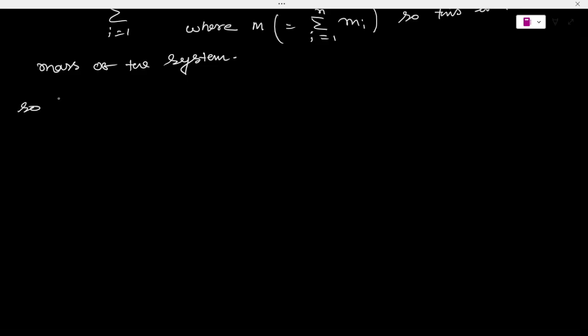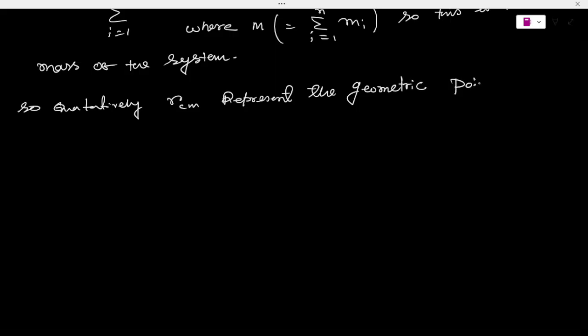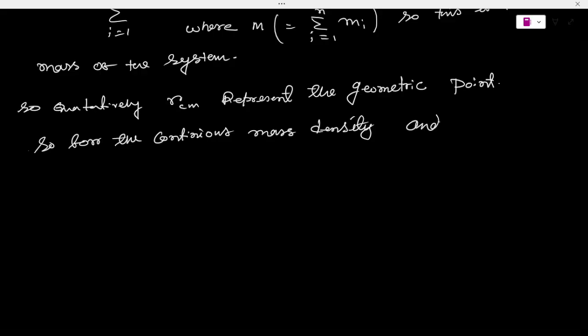So quantitatively, r of cm represents a geometric point located at the average position of the particles. For a continuous distribution of mass with mass density and total mass M, the sum becomes an integral.